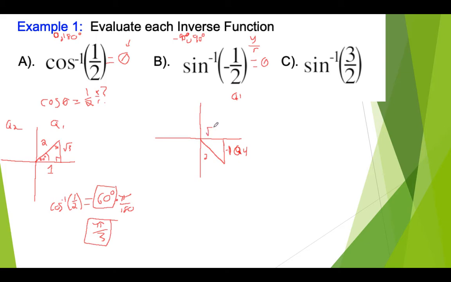And so this would have to be square root of 3. That's positive though, making this a 60-degree angle. This is going to be a 30, and that's our right angle.